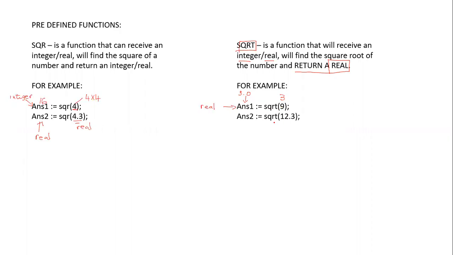In the second example, 12.3, the square root will be evaluated and the answer will be stored in the variable ans2, which will also be declared of type real.